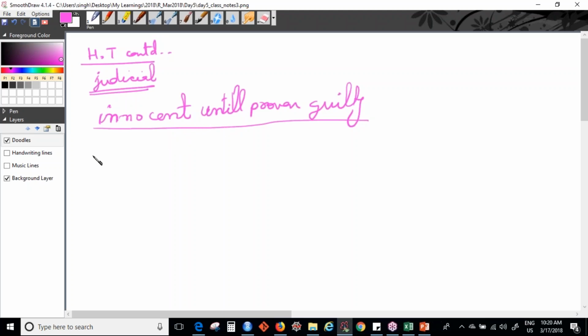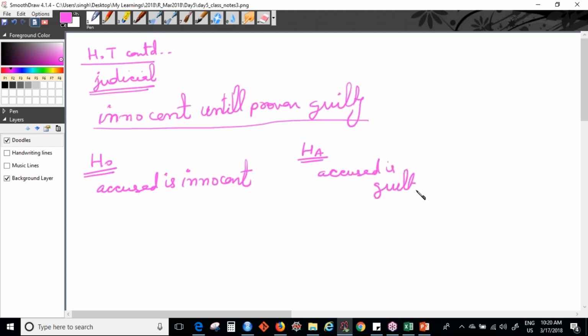Okay, so what is the null hypothesis in that case? The null hypothesis is that the accused is innocent. That is the null hypothesis. And the alternative is that the accused is guilty. So by default this is what will apply.